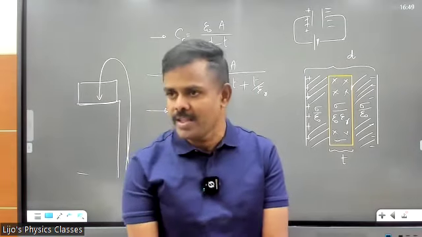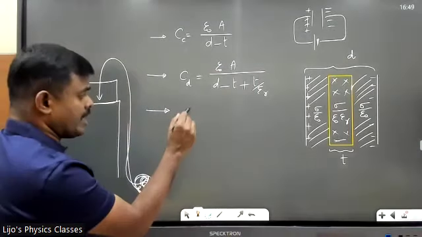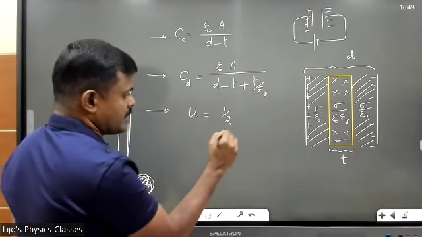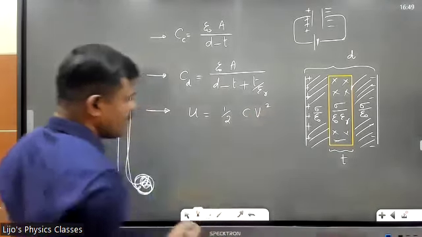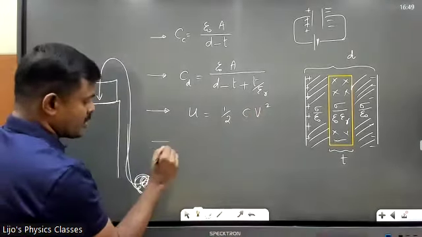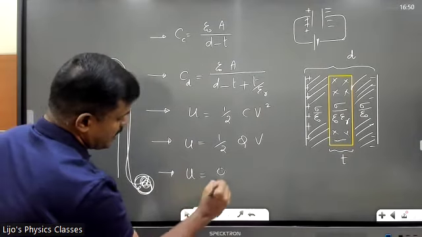What is the energy stored in the capacitor? The derivation used to be very, very important. Now it is deleted. Only the equation would be enough. Half C V square, first equation. Second equation is half Q V. Third equation is Q square by 2C.